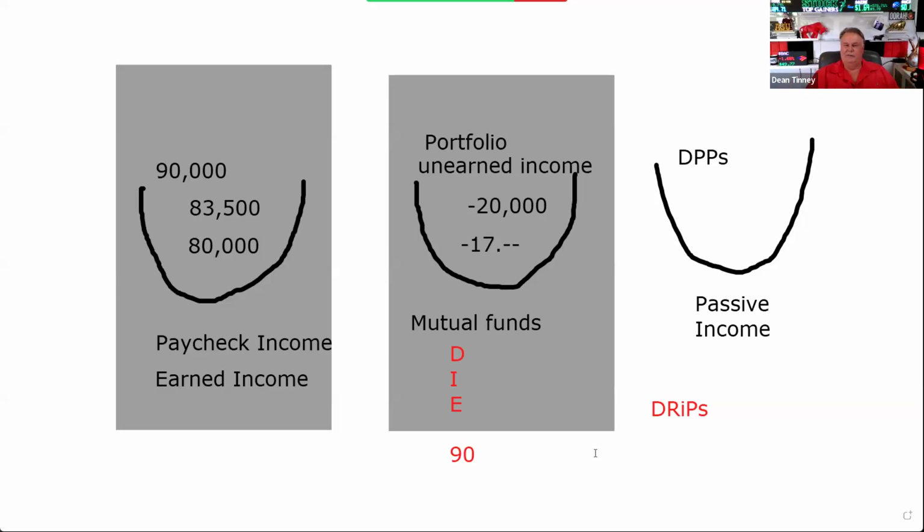So you say, Dean, reinvest the money. I say, Evan, the IRS assumes you could have had the money.